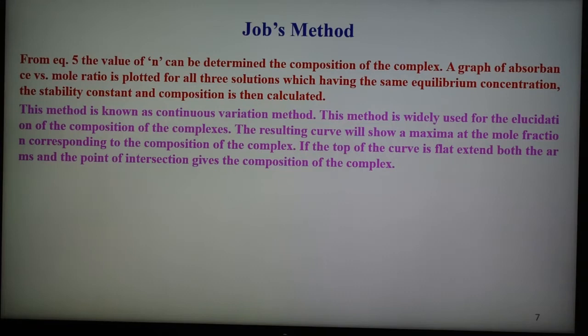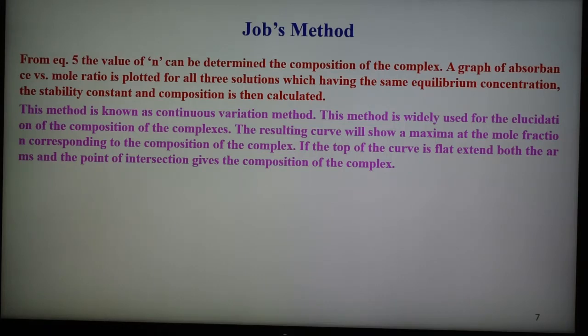The resulting curve shows the maxima at the mole fraction corresponding to the stoichiometry, that is, the composition of the complex. If the top of the curve is flat, extend both the arms, both the lines, and the point of intersection of the two lines gives the composition of the complex. So this is the simple method, and this method was given by Job, and it is known as the Job method for the determination of composition and stability constant of the complex.